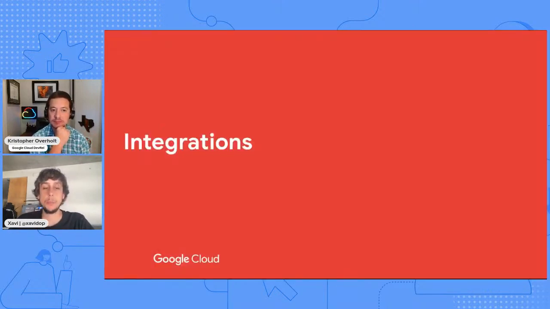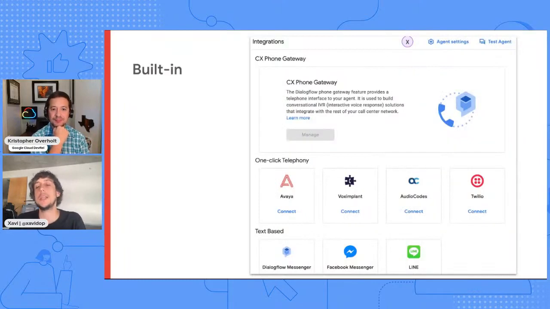And yeah, let's jump on the integration. We have talked about integrations a lot in the whole presentation, but basically these are the built-in integrations that you can use. There's the one-click telephony, which right now includes Avaya, AudioCodes, and Twilio. There's another SIP phone gateway managed by Google Cloud that you can use as well. And the text-based ones are the Dialogflow Messenger chat, which is the bubble that I mentioned before, Facebook Messenger, and Line. Okay, so those are the built-ins.